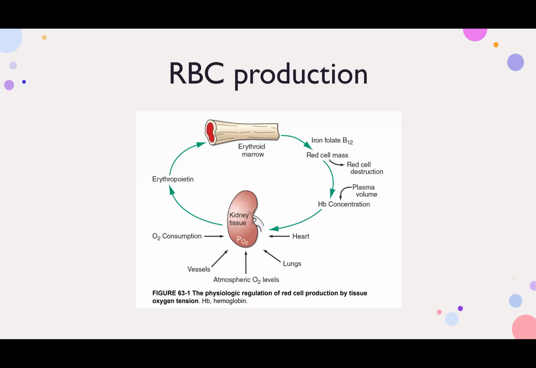Now, what does that tell you? It tells you, when you have a CKD patient, stage 4 and 5, those patients usually will have deficiency in erythropoietin. Why? Because their kidneys are unable to produce erythropoietin. That's why we give them something called darbepoetin, which is an erythropoietin analog.